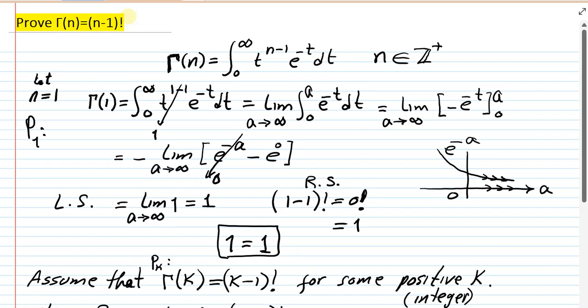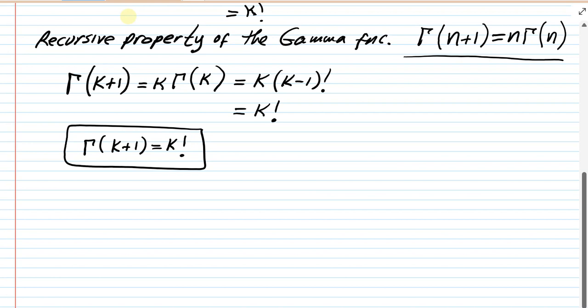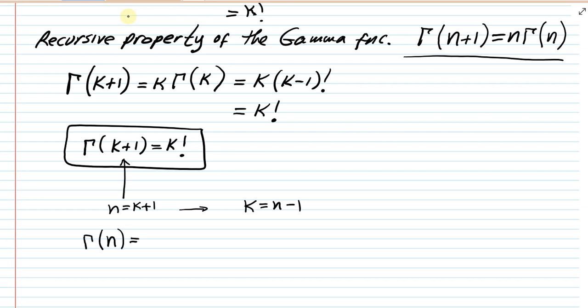And of course, we want to prove gamma of n is n minus 1 factorial, right? So if you let n be k plus 1, then of course k is going to be n minus 1. Solve for k. Therefore, gamma of k plus 1 becomes gamma of n, which is equal to n minus 1 factorial. And that is what we wanted to show.